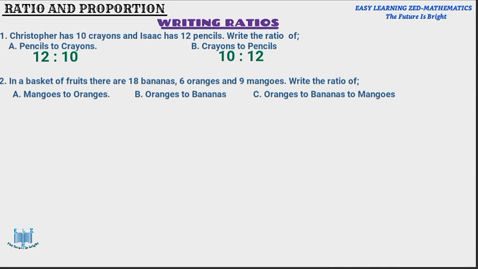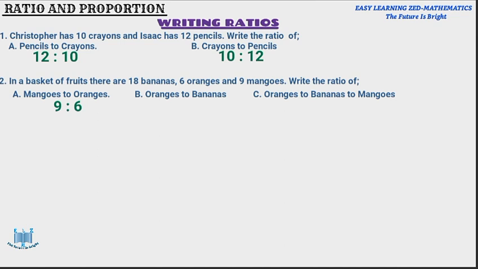Okay, so the first ratio is mangoes to oranges. So we're going to find the number of mangoes which are in the basket. In the basket there are 9 mangoes, so we're going to write 9 there. Then we put the two dots. Then oranges, how many oranges are in the basket? There are 6 oranges. So the ratio of mangoes to oranges is 9 to 6. Okay, let's go to B.